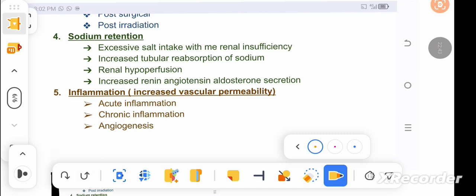Then increased tubular absorption of sodium can also lead to edema via the sodium retention system. Then inflammation as well can also cause edema. In inflammation we have increased vascular permeability. So the endothelium will create some spaces where water will leak and also proteins will leak. So in inflammation, there is accumulation of fluid. Okay, that fluid will be an exudate.